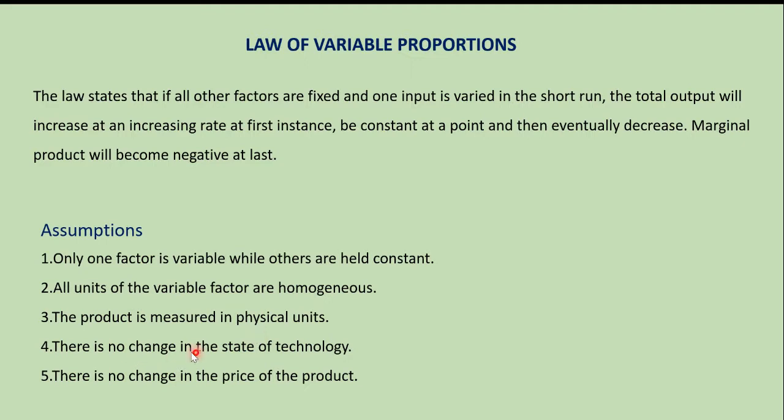Fourth assumption, there is no change in the state of technology. Whatever state of technology is used primarily is used till the end. So there is no change in the state of technology. And there is no change in the price of the product. The price of the product also remains constant. So these are the assumptions of the law of variable proportion.